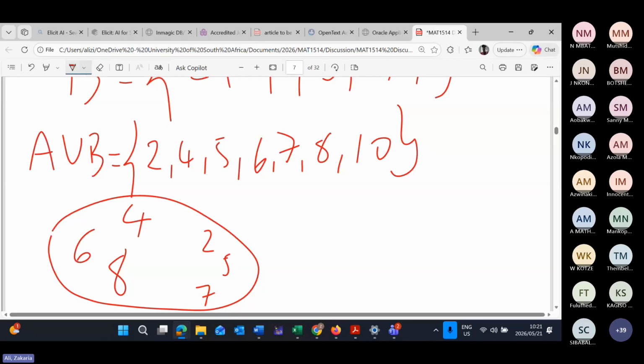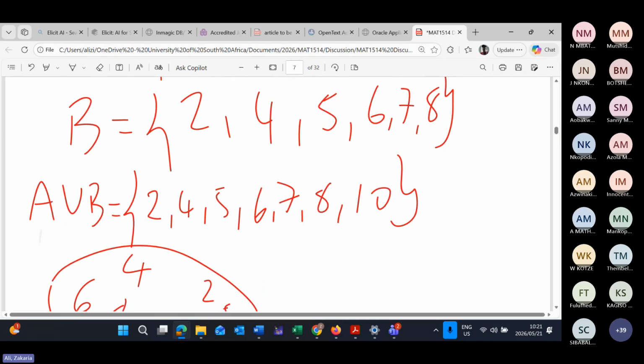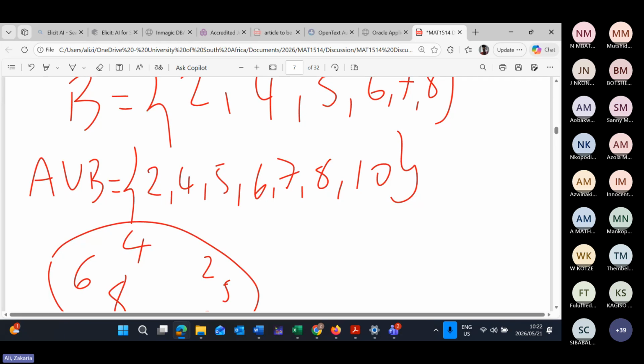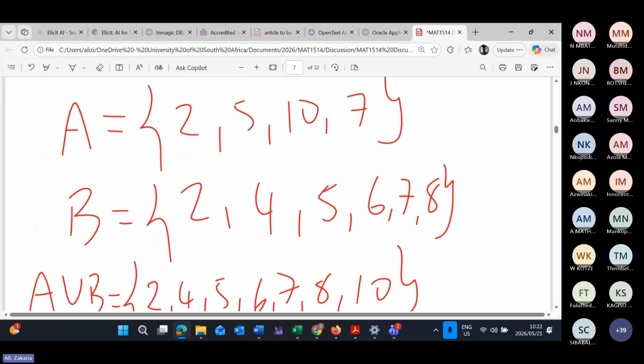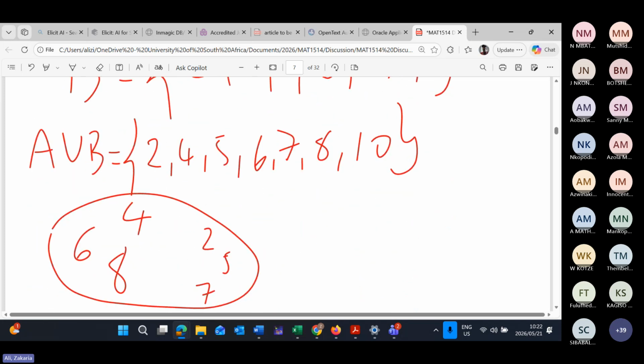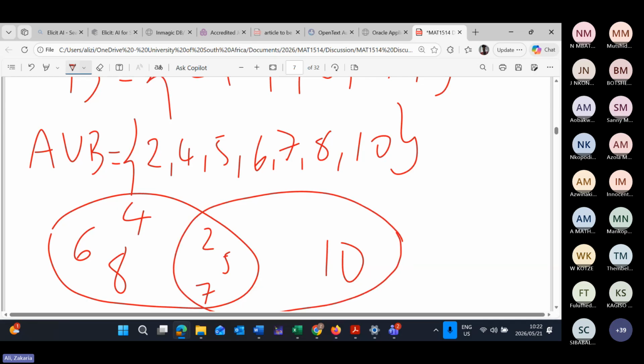Then I do the set B. No, that's the set B that I did. So it doesn't matter which one I start with. So that's the set B. Now I'm going to do the set A: 2, 5, 7, then it has a 10. So I'm going to put a 10 here. That's the set A. Then you see the set A is like this, and the set B is like this.